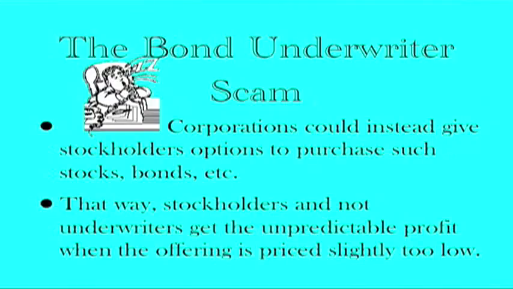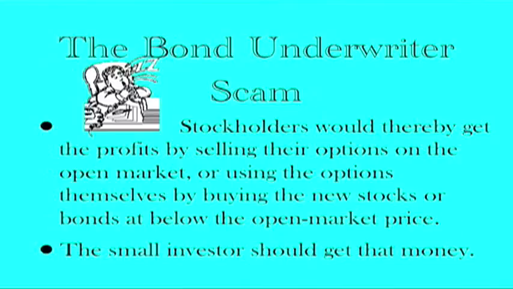Corporations could, instead of hiring underwriters, give stockholders the options to purchase such stocks and bonds, etc., in such a way that the price of those options is small but positive. That way, stockholders who get the options, not underwriters, get the unpredictable profit when the stock or bond offering is priced slightly too low. Stockholders would thereby get the profits by selling their options on the open market or using the options themselves by buying the new stocks or bonds at a slightly below the market price. The small investor should get that money, not the underwriters.